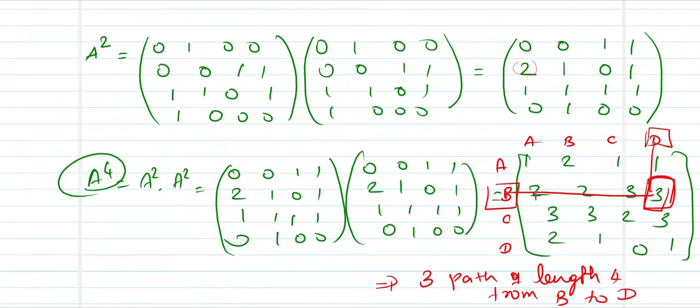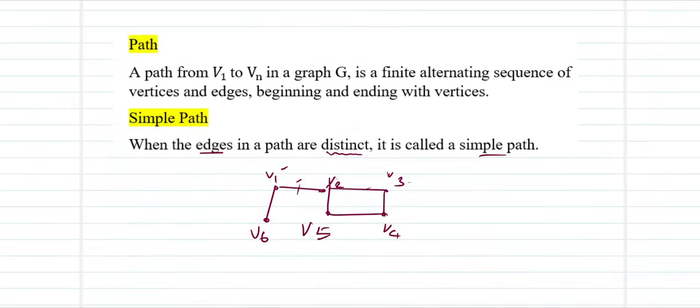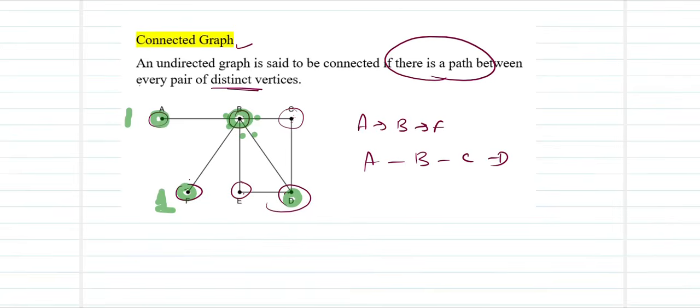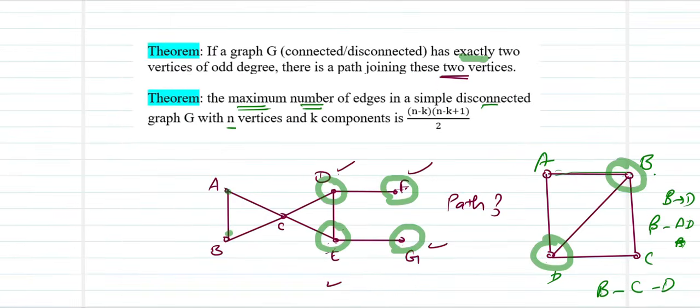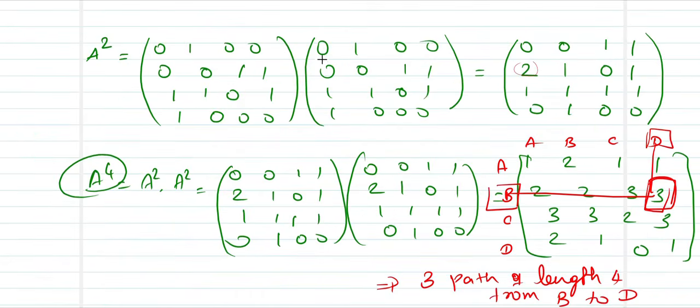Hope this video gave you an idea of what was meant by a path, a cycle or a circuit, what is meant by the length, what are connected graphs and disconnected graphs, and how to find the number of paths of a given length from a particular vertex to another vertex, and the paths defined for them.